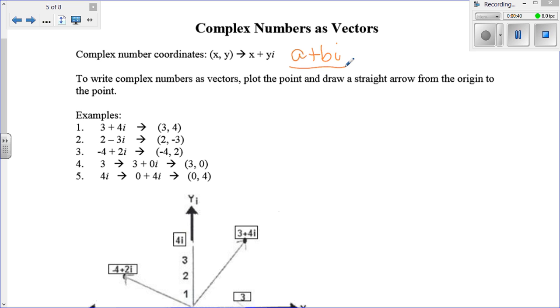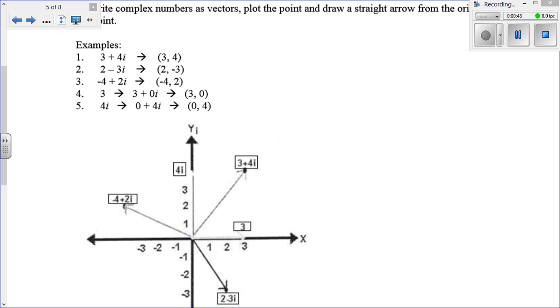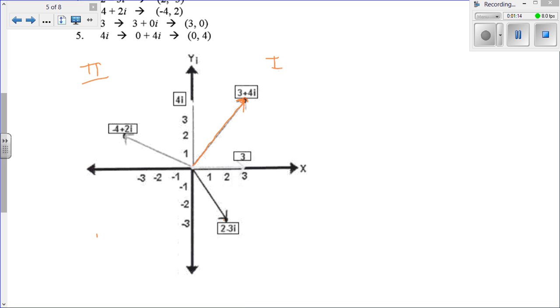To write complex numbers as vectors, plot the point and draw a straight arrow from the origin to the point. So if we have the point 3 plus 4i, we would graph it as the point (3, 4), which is right here. Then we start at the origin and draw a straight line out and put an arrow on the end. So that's how you graph a complex number. 2 minus 3i is down here. This is quadrant 1, remember, this is quadrant 2, this is quadrant 3, and this is quadrant 4.